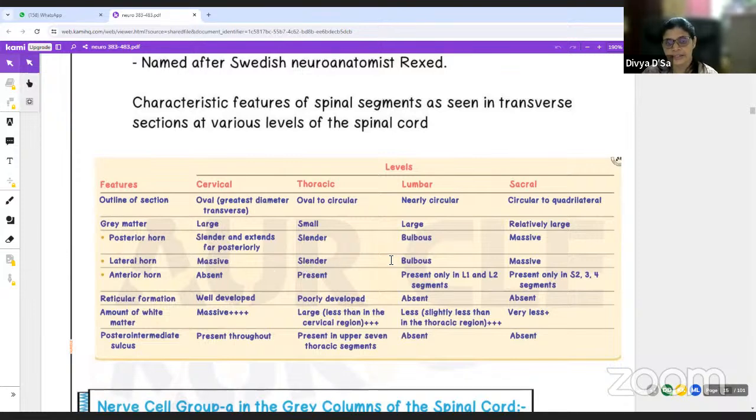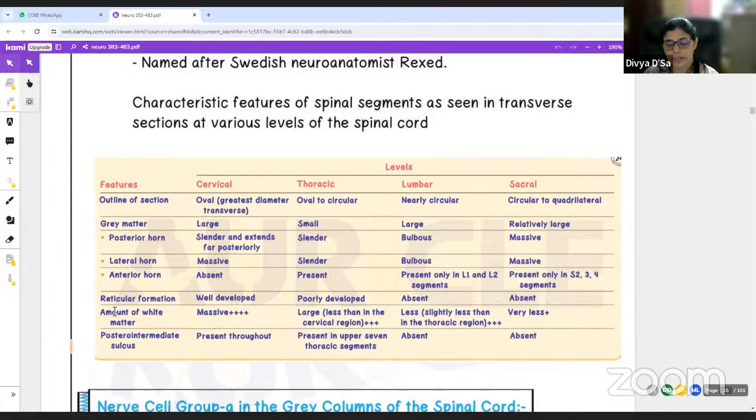In the lumbar region, the lateral horn is present in the L1 and L2 segments. In the sacral, it is present in the S2, S3, and S4 segments. Reticular formation is well developed in both cervical and thoracic, and it is absent in the lumbar and sacral regions.